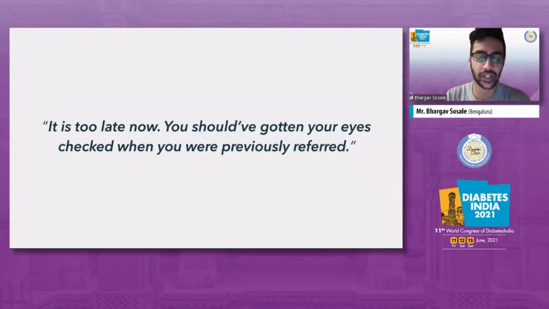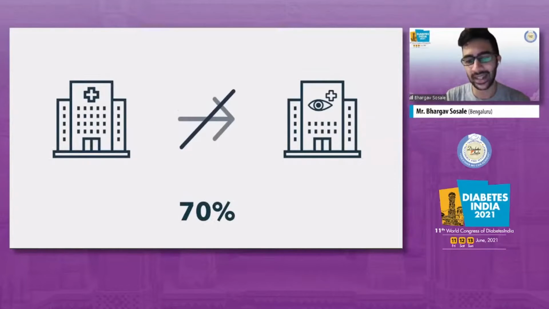He immediately rushed to the eye doctor and said, doctor, I can't see from my right eye. Can you please help me? And the eye doctor told him, I'm sorry, it is too late now. You should have gotten your eyes checked when you were previously referred. Rohan is like 70% of people with diabetes. They don't go to the eye doctor when they're referred to.